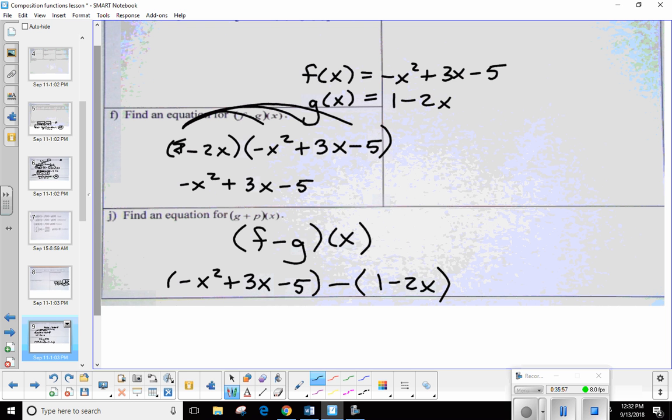Now I want to distribute that negative 2x. So let's see, what's negative 2x times negative x squared? Okay, so that's just 2x cubed, right? Remember, when you multiply the x's, you add the powers. Okay? What would negative 2x times 3x be? Negative 6x squared. And negative 2x times negative 5 is plus 10x.